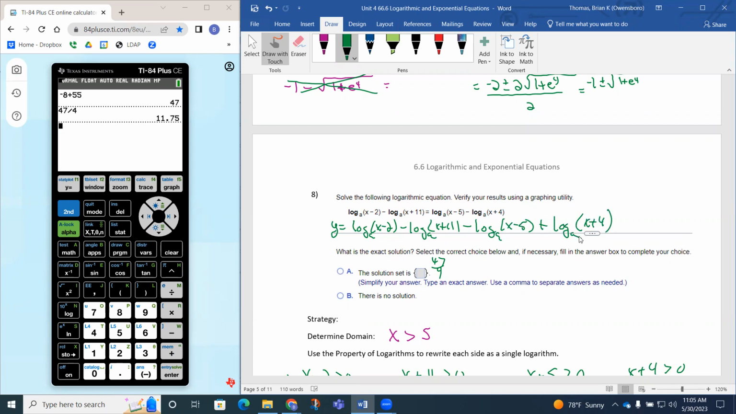So this equation, it shouldn't really matter what the base is. So if I'm going to graph this, I'm just going to use the base 10 logarithm, the log button, because basically what this is saying is it doesn't matter what the base is in this situation. So I'm going to type in the log of x minus 2. And then I'm going to subtract then the log of x plus 11.